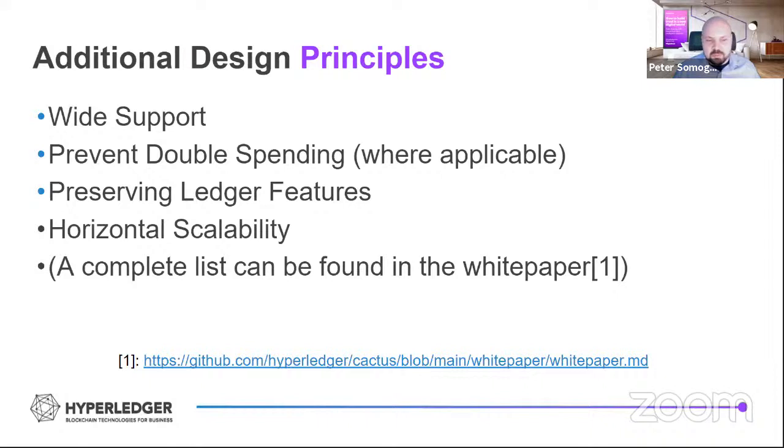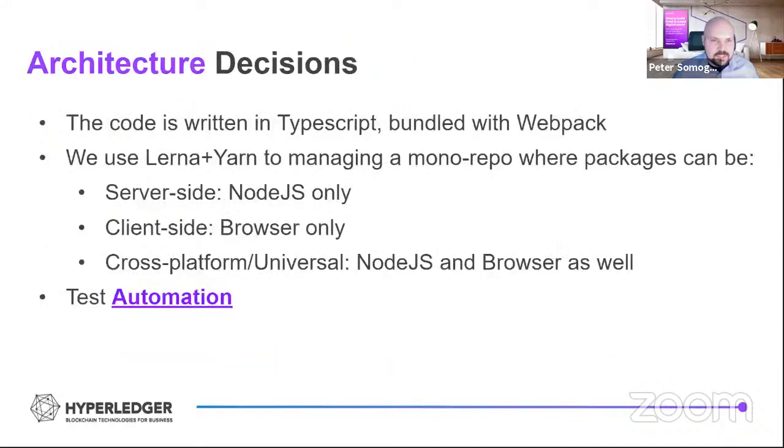Finally, horizontal scalability, which means that we work very hard on the architectural design of the Cactus API server to make sure that you can deploy any number of them in a cluster in an auto-scaling group or any other structure that your cloud provider allows for. And then if you want to read more about these and the use case ideas we have, please visit the white paper that I linked below. And then on to our architecture decisions.